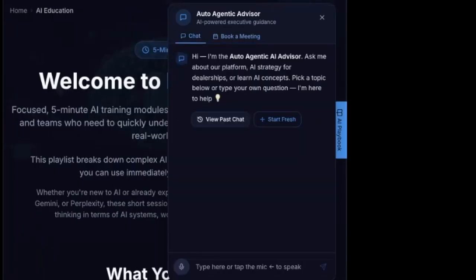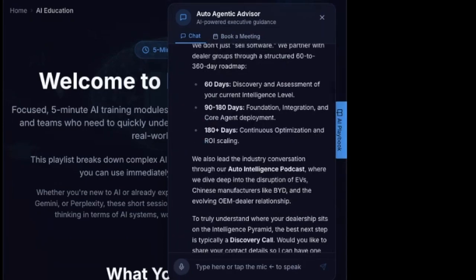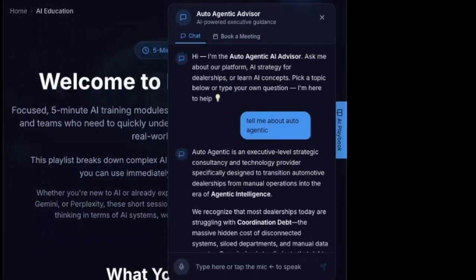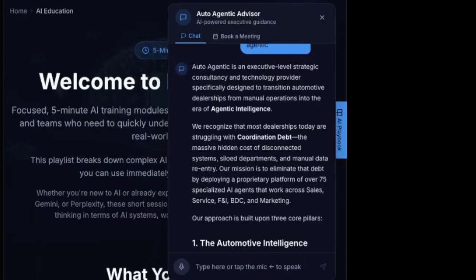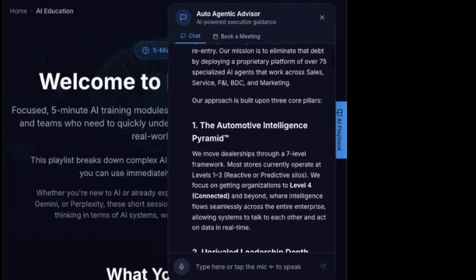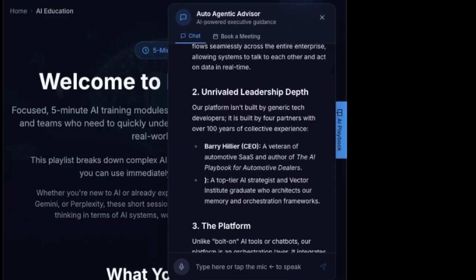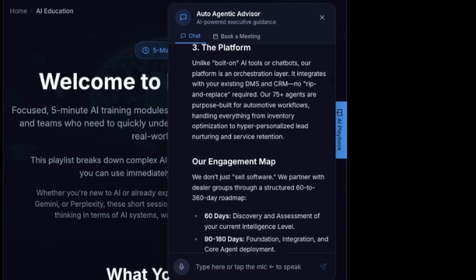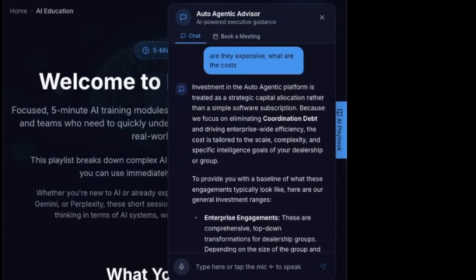But then I also had the chat, and I did two things. I had it set up that you could take a look at past chats. So this would all come up, and you can see I was asking things like, tell me about Auto Agentic. So Auto Agentic is an executive level strategic consultancy and technology provider specifically designed to transition automotive dealerships from manual operations into the area of agentic intelligence. And you can see it started to break down that we were built on three core pillars: the automotive intelligence pyramid, unrivaled leadership depth, the platform, our engagement map. I even asked, are they expensive? What are the costs? And then it started to break all of this out.